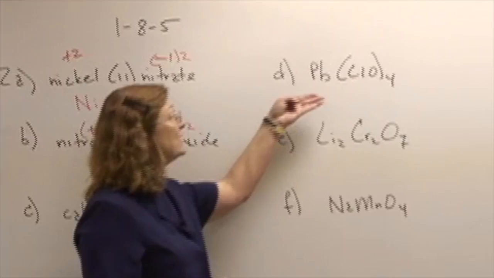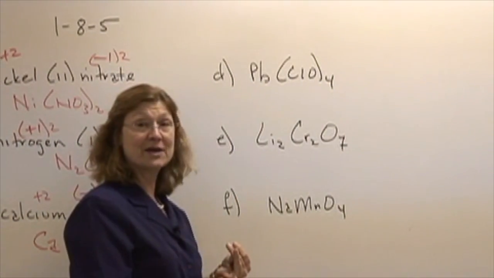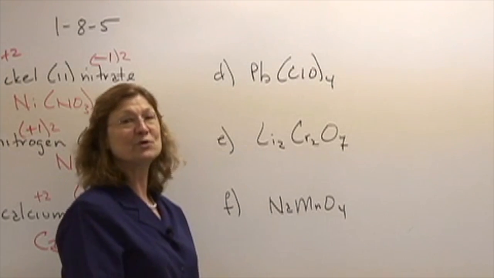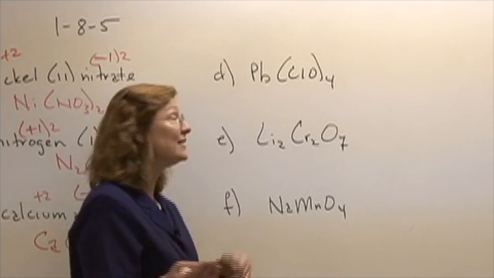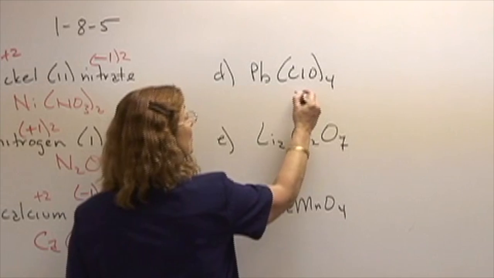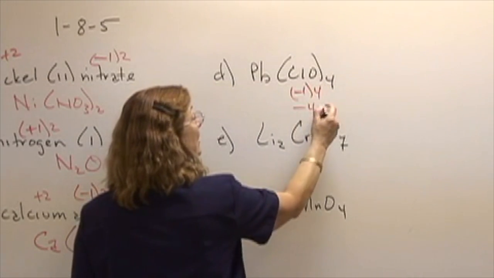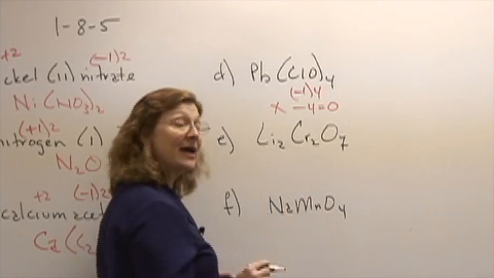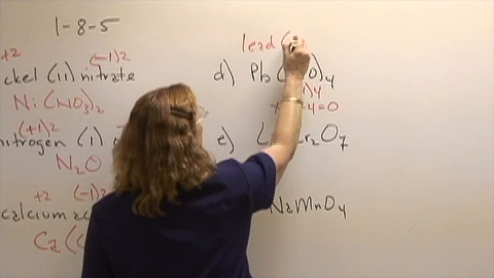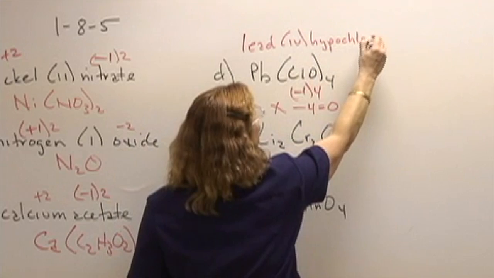Now, when I'm given these formulas, first thing I have to notice is that lead is not an alkali metal, it's not an alkaline earth metal, and it's not one of the silly 6. So it must have a Roman numeral because it can change, so I need to know what it is. Well, I look at the negative portion of this compound, and it's -1. There are 4 of them. That gives me a -4, and compounds must be 0. In that case, lead must be +4. So it's lead, Roman numeral 4, hypochlorite.